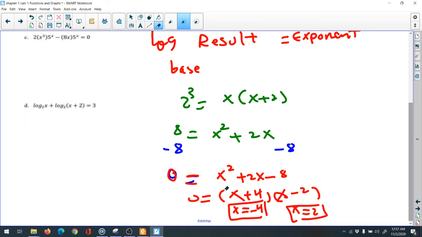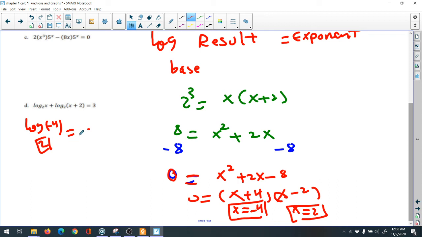Okay, now let's substitute for negative 4. Log of negative 4. From the beginning, there is no log of a negative, no log of 0. And the base is 2. 2 to the exponent what equals a negative number? Nothing. 2 to the power of what? 2 exponent 1 is 2, it's positive. 2 exponent 2 is 4, it's positive.